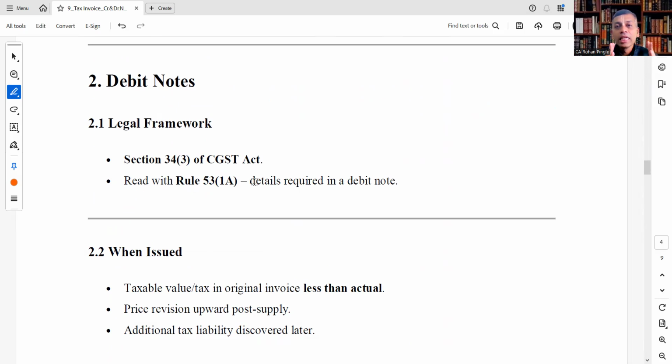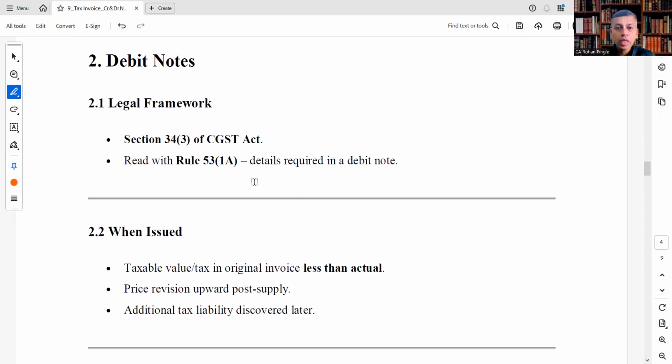Let's see what is the legal framework for debit notes. Section 34, subsection 3 of the CGST Act deals with debit notes. Rule 53, subrule 1A explains the details required in a debit note, means what is the inclusion or components of the debit note. Rule 53 subrule 1A describes that part.